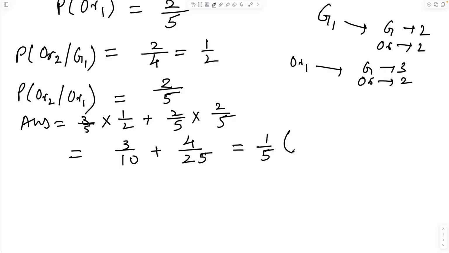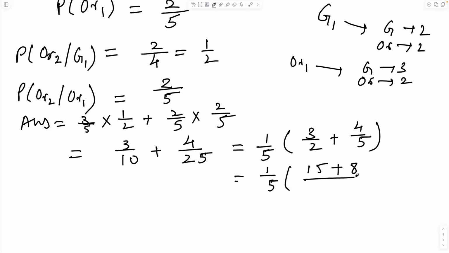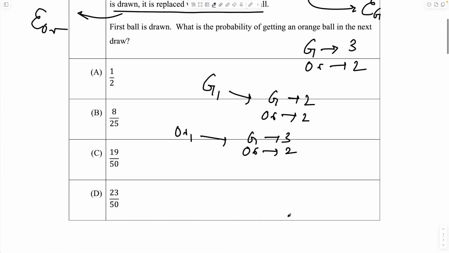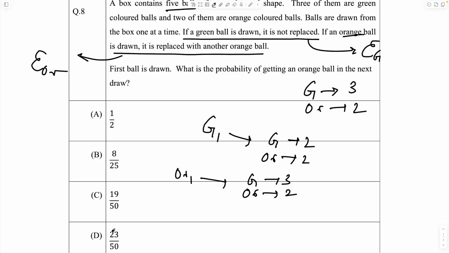And that is going to give us 1 by 5, taking it common, and this thing giving me 3 by 2 plus 4 by 5, right? That is going to give me 1 by 5 times 15 plus 8 by 10, right? And that is going to give me what? Basically 23 by 50. Is there any one of the options that match this answer? Let's see. 23 by 50. Yeah, so option D matches this answer. So that is going to be your answer for this question.